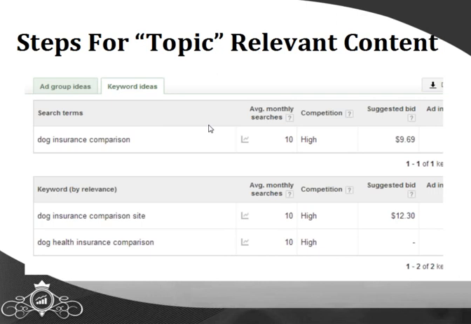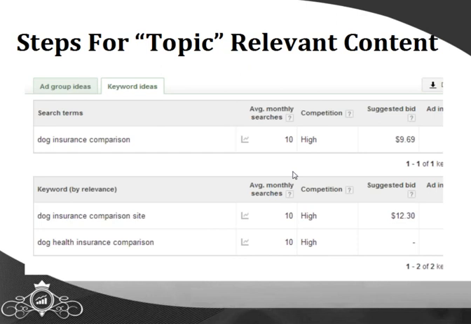This is a screenshot from the AdWords Keyword Planner for this keyword called dog insurance comparison. When I search this keyword in the AdWords Keyword Planner, Google is willing to tell me a quite small amount of information about this keyword. It tells me that this keyword gets 10 searches per month, and that's all. And it tells me that the advertisers who bid on that keyword when they're paying for traffic pay $9.69 per visitor for one single click. So that's interesting. It also tells me that it knows about two other keywords that might be interesting to me: dog insurance comparison site and dog health insurance comparison, both of which have 10 searches per month.